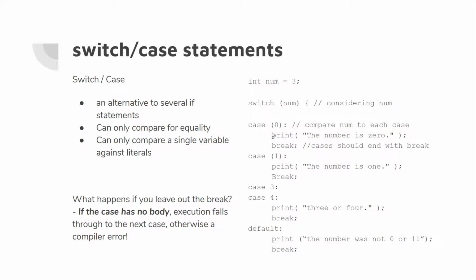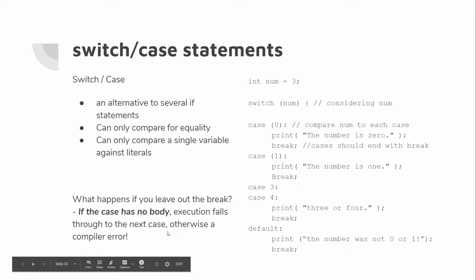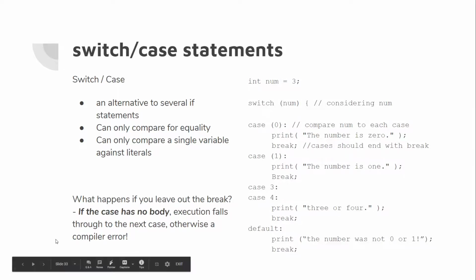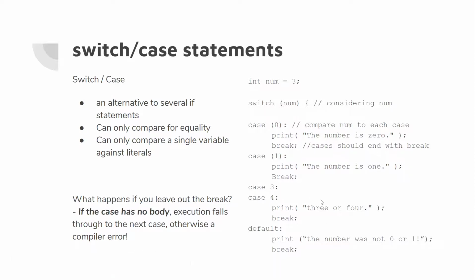The best form is, of course, to have the case, the code involved in there, and then a break after each of the statements. That means the code that you want to run for this condition is done. So what happens if you leave out the break? If the case has no body, execution falls through to the next case. Otherwise, there is a compiler error. So in this case, you could say case 3 or case 4, and these should happen. But if there was code in there, then it would result in an error. You have to have blank cases. So you can say 3 or 4, then this would happen.